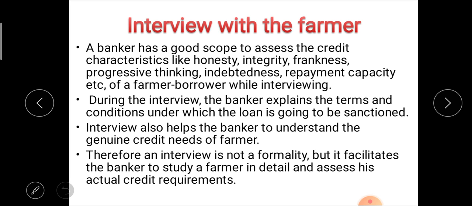Also during the interview, the banker explains the terms and conditions under which the loan is going to be sanctioned. That means whatever terms and conditions have to be fulfilled by that particular farmer are also explained by the banker. The interview also helps the banker to understand the genuine credit need of the farmer, that is, for which purpose the farmer wants to take the loan. Therefore, this interview is the most important step in credit sanction or loan application.